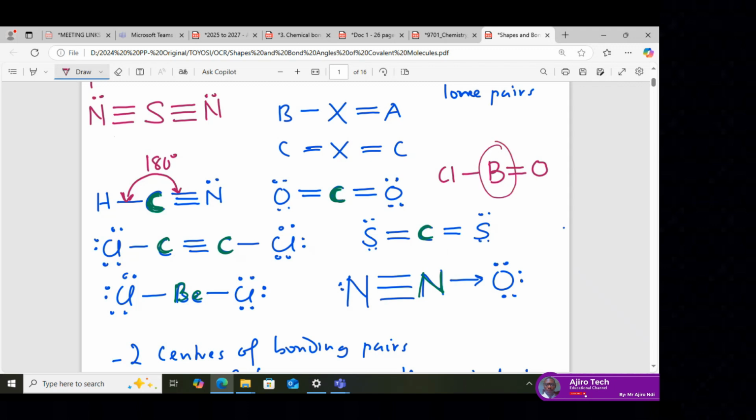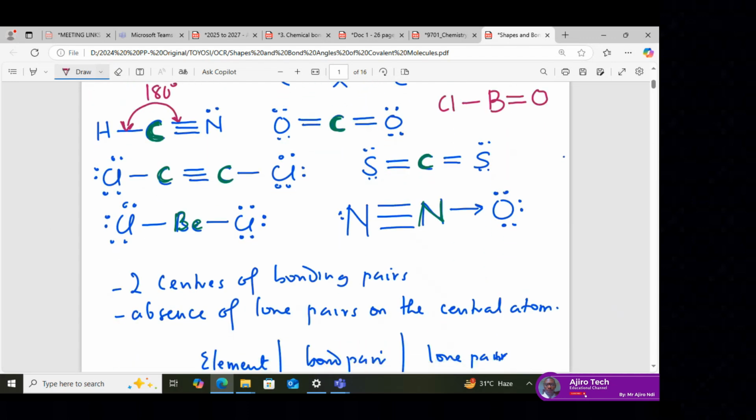Group 3. It shares 2 with oxygen, 1 with hydrogen. Any electron left again? No. Linear. All these molecules are linear. What are the 2 conditions for something to be linear?